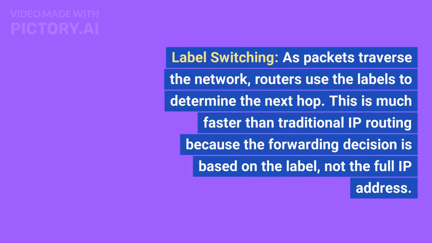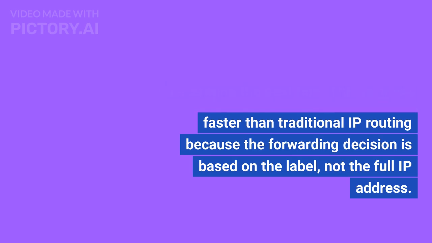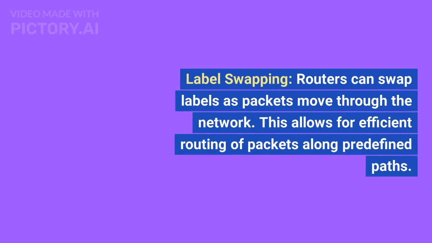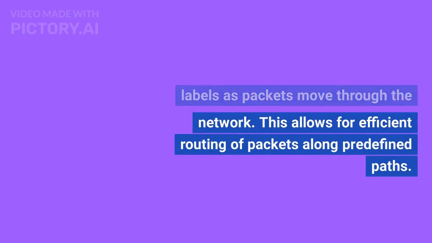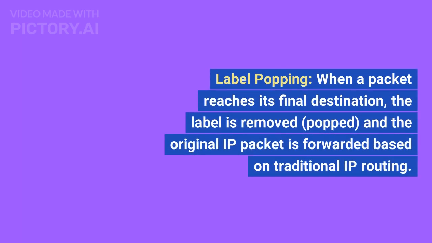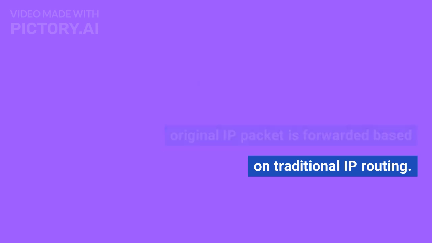Label switching. As packets traverse the network, routers use the labels to determine the next hop. This is much faster than traditional IP routing because the forwarding decision is based on the label, not the full IP address. Label swapping. Routers can swap labels as packets move through the network. This allows for efficient routing of packets along predefined paths. Label popping. When a packet reaches its final destination, the label is removed, popped, and the original IP packet is forwarded based on traditional IP routing.